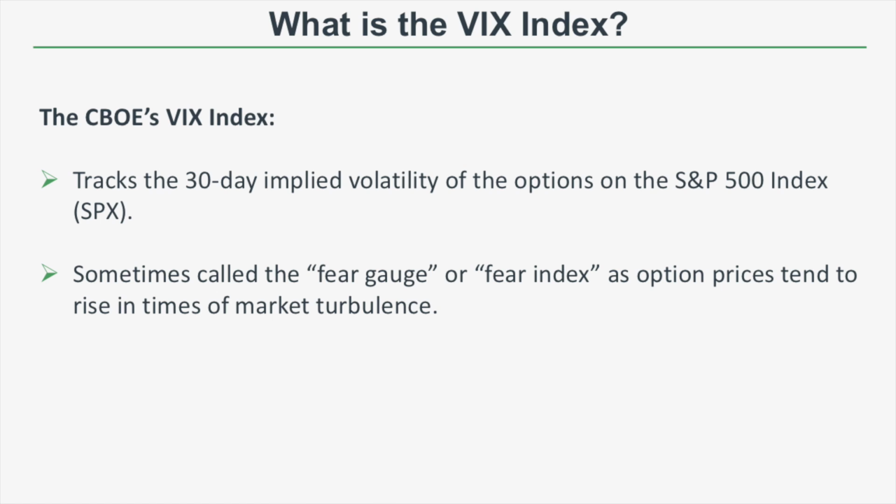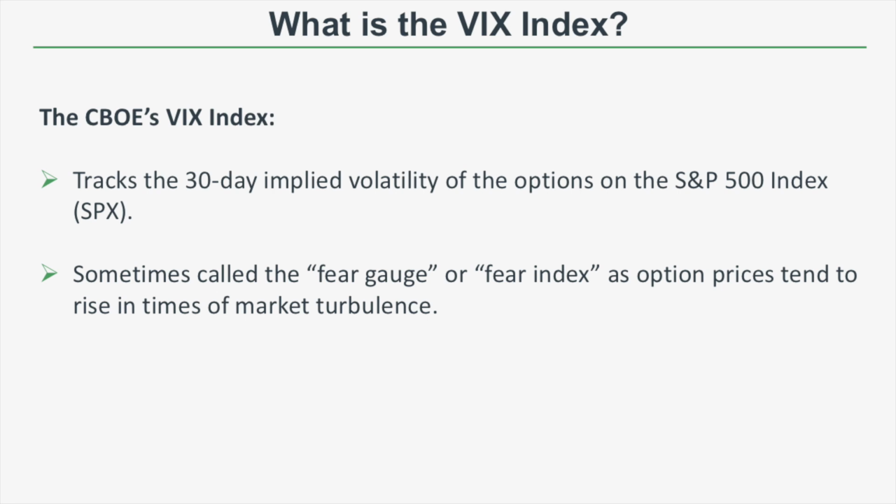Additionally, the VIX is sometimes called the fear gauge or the fear index because option prices tend to rise in times of market turbulence. So when the S&P 500 collapses, option prices on the SPX tend to rise because more people are hedging their positions and more people are willing to pay higher premiums for options because they're expecting the market to be more volatile. So knowing the VIX number is an indication of overall market sentiment.